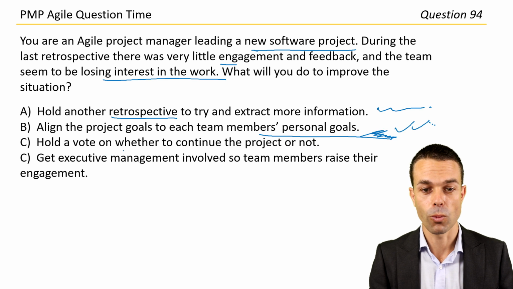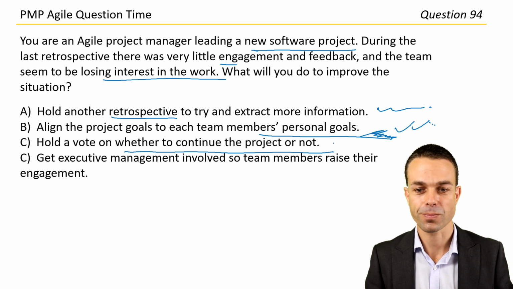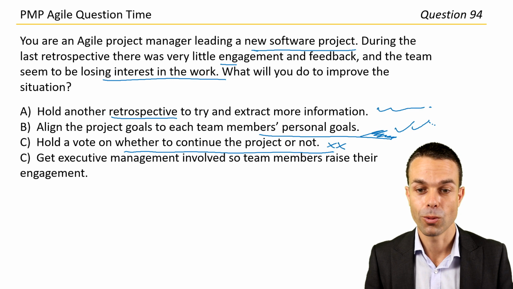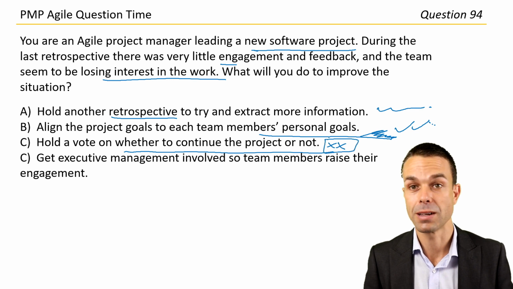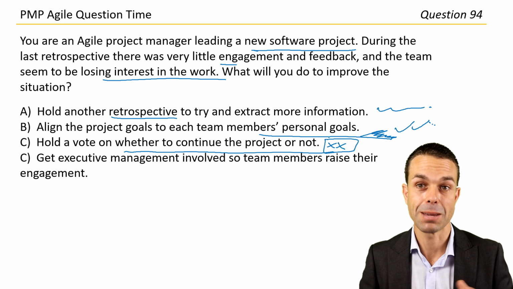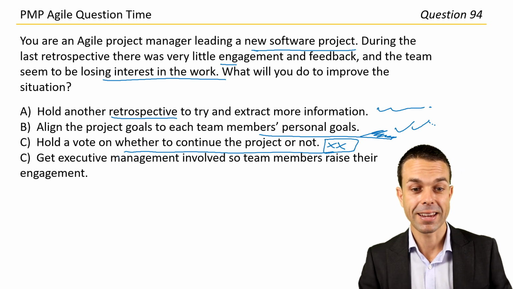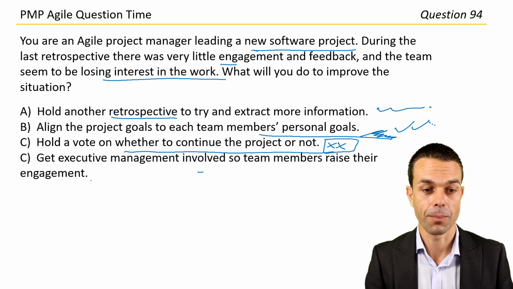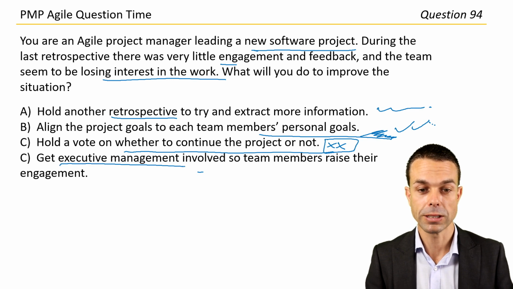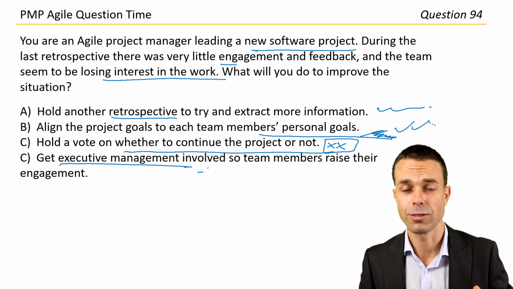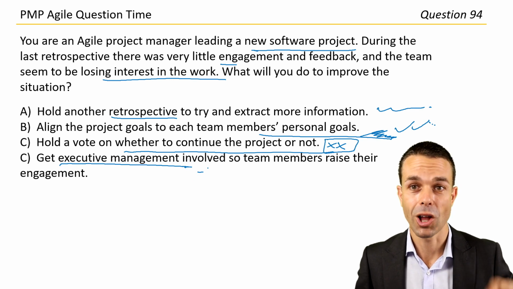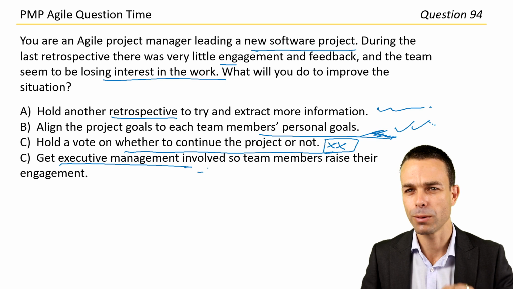Hold a vote on whether to continue the project or not. Sometimes the project may just have to continue. We need to figure out best ways of working to try and keep going if possible. And get executive management involved so team members can raise their engagement. That's probably not going to do it, but for them to be involved in the decisions, for them to have transparency in their work, and for the work to be aligned to their goals is probably going to help us.